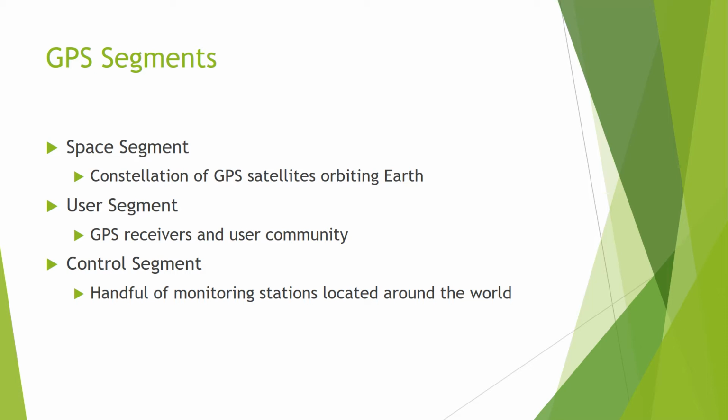GPS is made up of three different segments: space, user, and control. The space segment is the positions of the satellites themselves. The user segment, as the name implies, are the users of GPS functions, and the control segment tracks satellites and monitors transmissions.